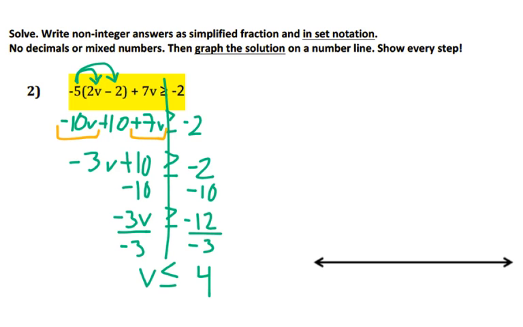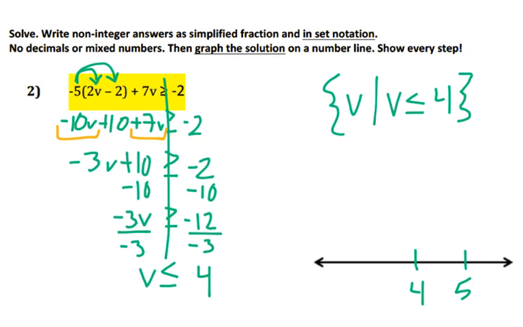All right, putting it in set notation, we have the set v such that v is less than or equal to 4. Right, to graph it, 4 is in the middle, 5 to the right, 3 to the left, and it's a greater than or less than or equal to, so we're filling in that circle at 4, and the arrow goes left to negative infinity.